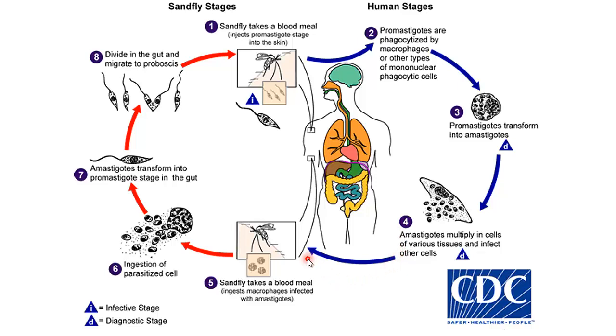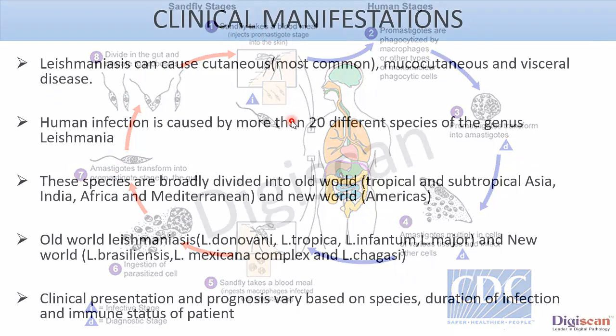Again, we come to the stage when the sandfly takes a blood meal and it ingests macrophages infected with amastigotes. These amastigotes transform into the promastigote stage in the gut of the sandfly, and then they divide and migrate to the proboscis of the sandfly, and then the cycle continues.